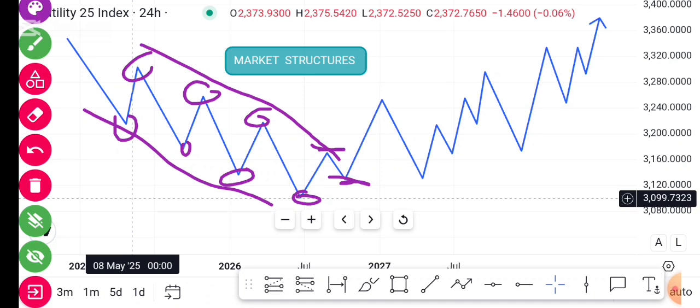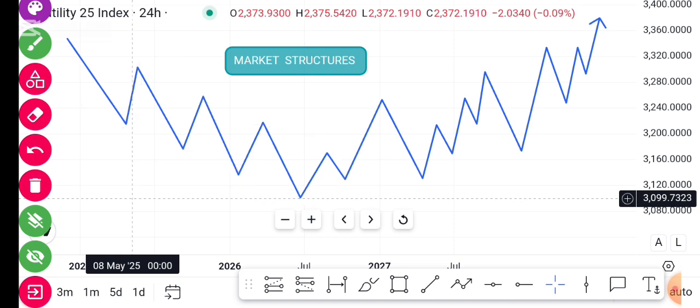The structures are the ones that help us understand who is controlling the market, whether the buyers or the sellers, because the market moves on demand and supply. Demand and supply means the buyers and the sellers. Are you getting the point?